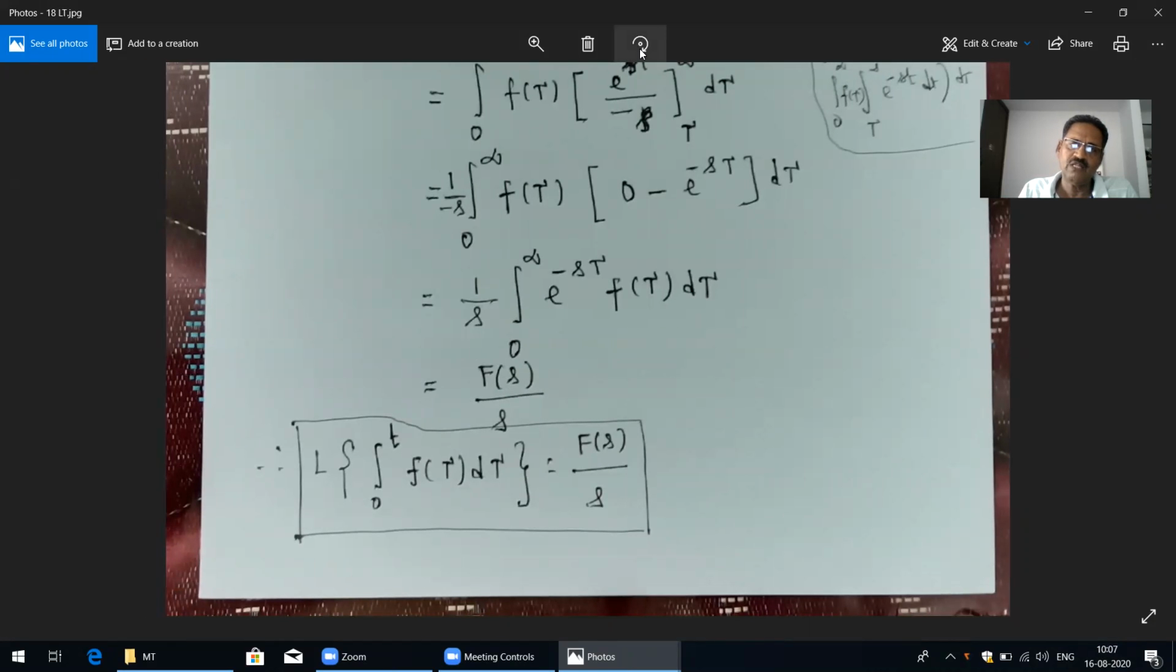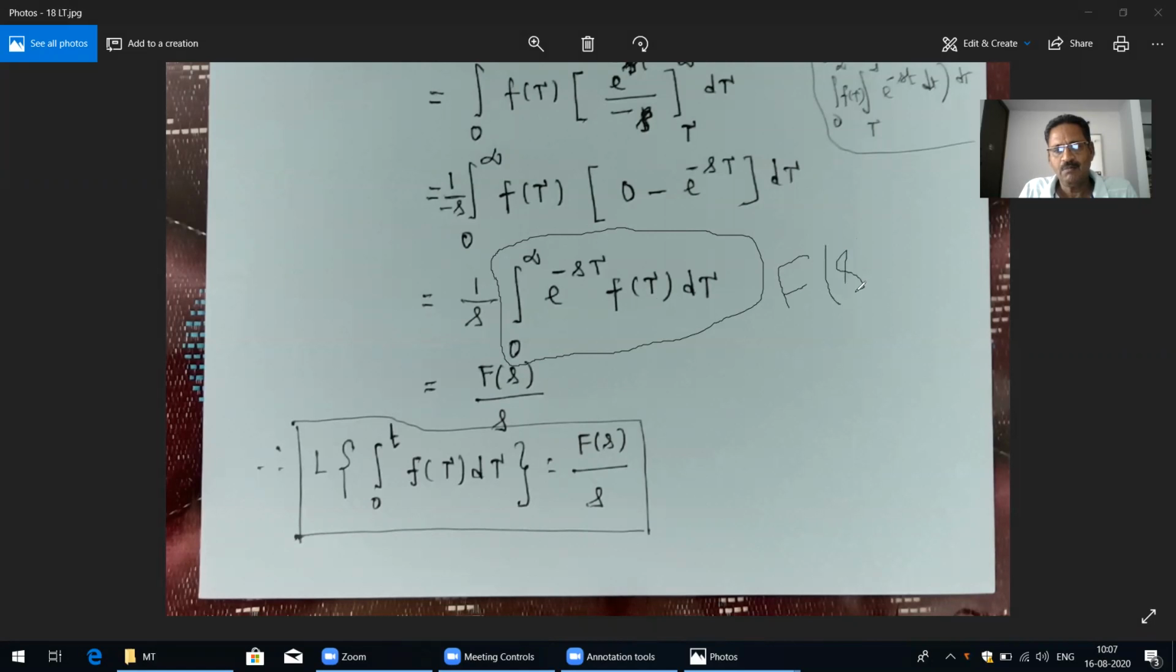Then what is the value here now? You already know this value. This is nothing but the Laplace transform of f of t, sometimes denoted by F of s. That's why you write F of s over s. So the Laplace transform of the integral from 0 to t of f of tau d tau equals F of s over s. This formula is also very important, and you have to memorize it. I think it is very useful for calculating many differential equations. Are you clear now?